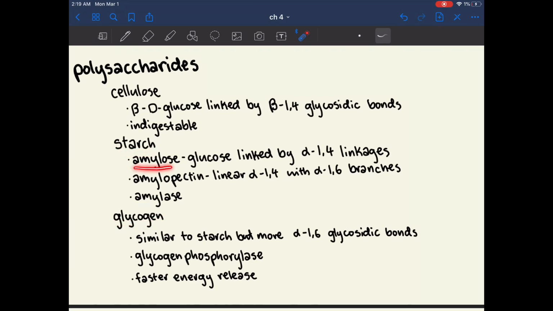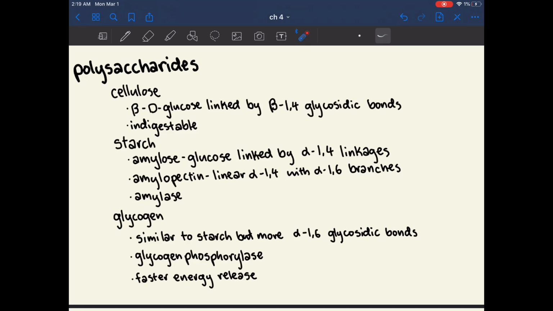Starch is formed mostly of amylose and amylopectin. Amylose is glucose that's mostly linked by alpha 1,4 linkages, which means that amylose is mostly linear, while amylopectin is also mostly alpha 1,4 linkages, but it has also a whole bunch of alpha 1,6 branches. Glycogen is pretty similar to starch. It's pretty similar to amylopectin, but it has even more alpha 1,6 glycosidic bonds. In fact, glycogen has 1 in 10 alpha 1,6 bonds, while amylopectin has about 1 in 25 alpha 1,6 branches.